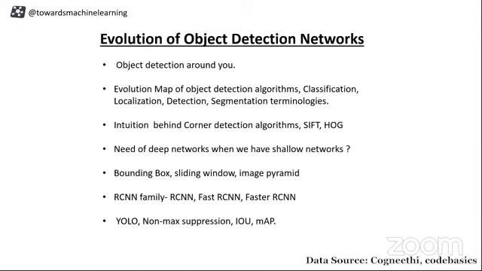Next thing is we'll be looking deep into the RCNN families. What is RCNN? What is Fast RCNN? After that, we'll see what the YOLO algorithm is. In that also we should know about non-max suppression. What is IOU? What is mAP? So these are the things we're going to study today. And let's start with it.